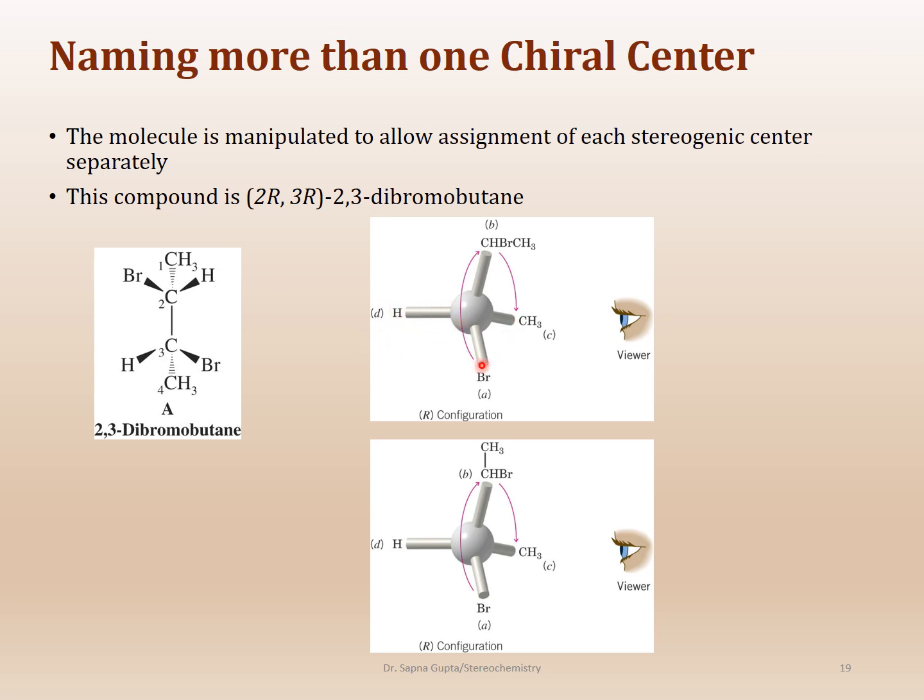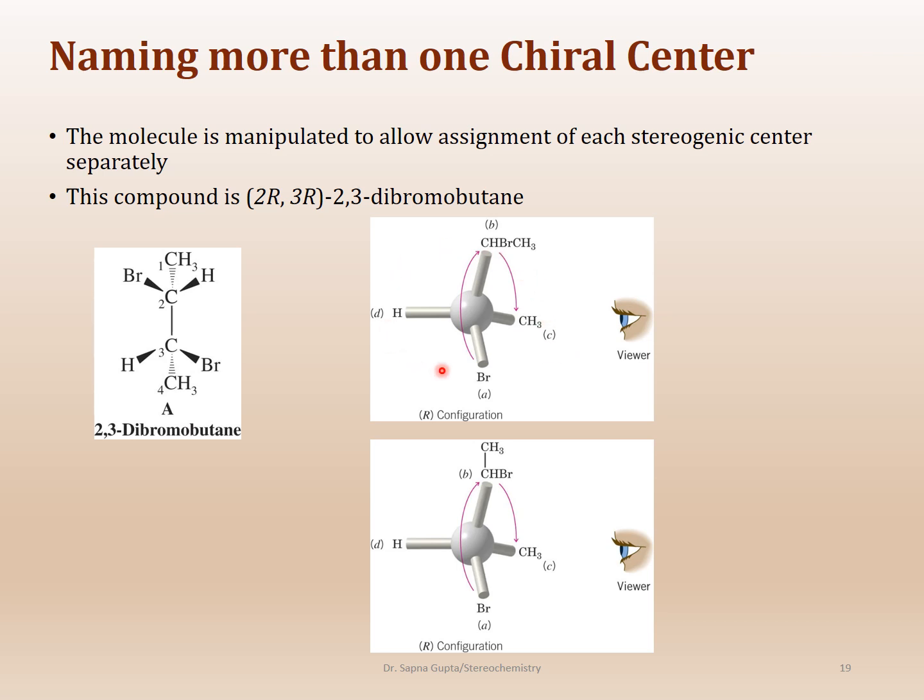And then your bromine has the highest priority. Then this group over here, and then the CH3. You still have the same process of keeping the lowest group at the back, away from you, and keeping all the other groups facing you, from your eye. And so that's how you see it.